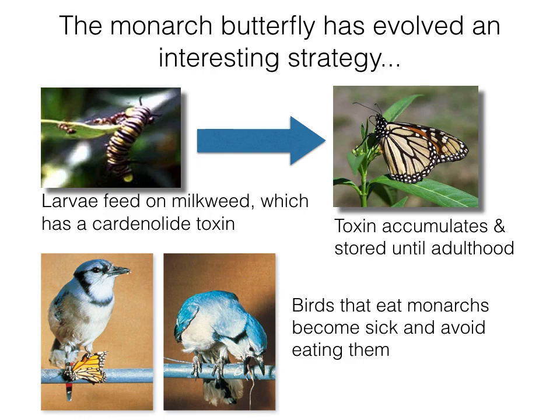It's also been demonstrated that wild monarch butterflies containing high levels of cardenolide toxins are less susceptible to predation by not only birds but also by mice. So this is a strategy that seems to be quite effective in the monarch reducing predation.